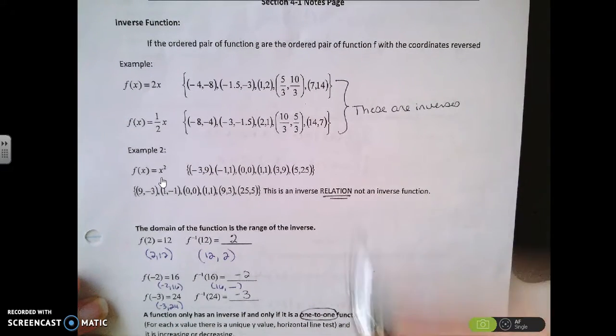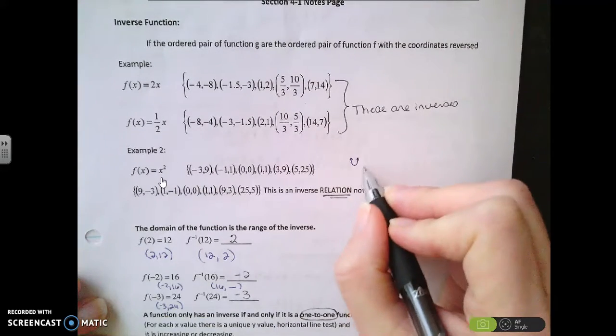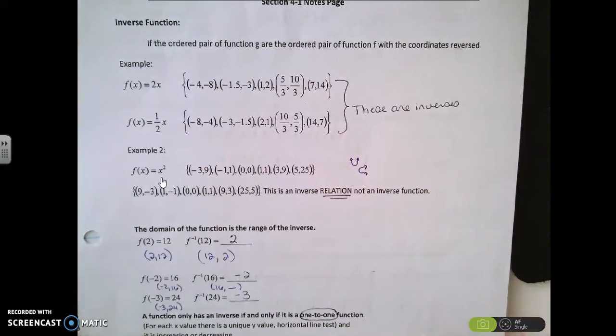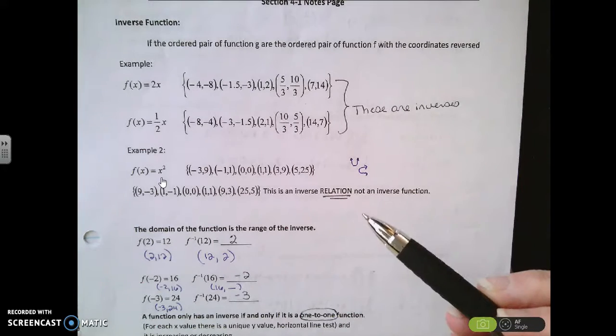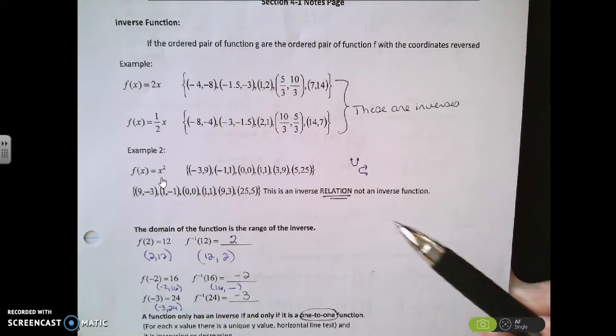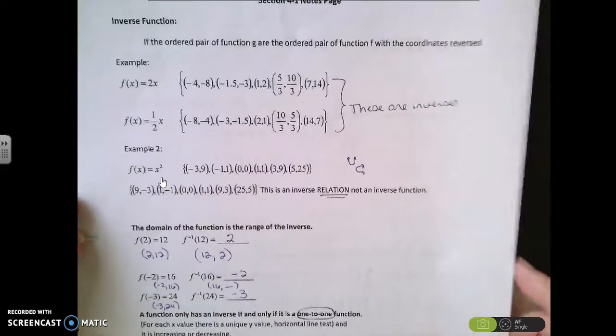So a parabola would look something like this, and its inverse is going to look like this. So that's not a function, right? The inverse is not a function, so we call it an inverse relation. So everything that we're going to be doing in this chapter is dealing with inverse functions, so we're going to be manipulating to make them functions.